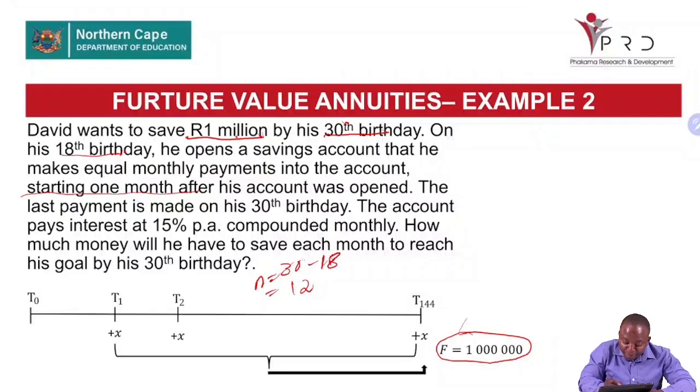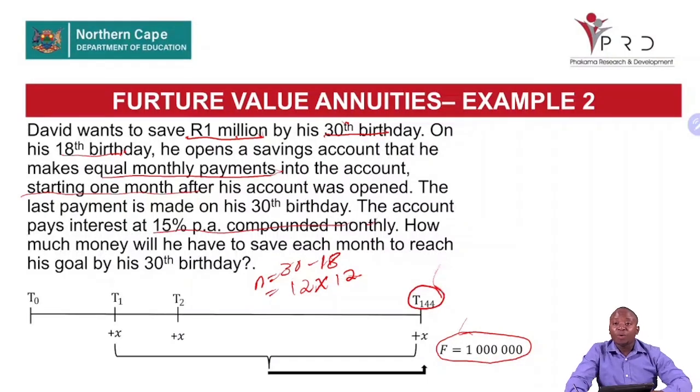Now remember, our n represents the number of payments, and how often is he saving? He's making equal monthly payments, so this is compounded monthly. We can even see with the interest there, it says compounded monthly. So 12 times 12, we get 144. So the 144 there represents our what? The 144 represents the number of payments that he will make from his 18th to 30th birthday.